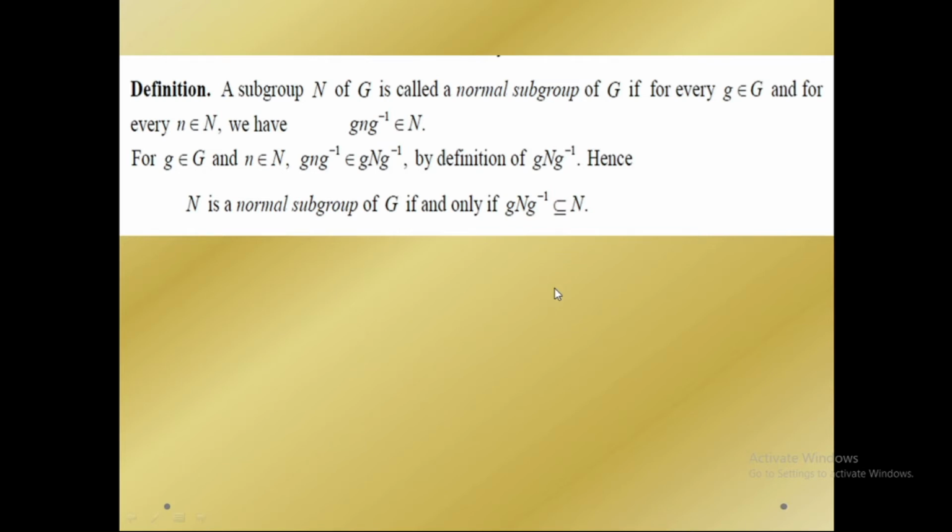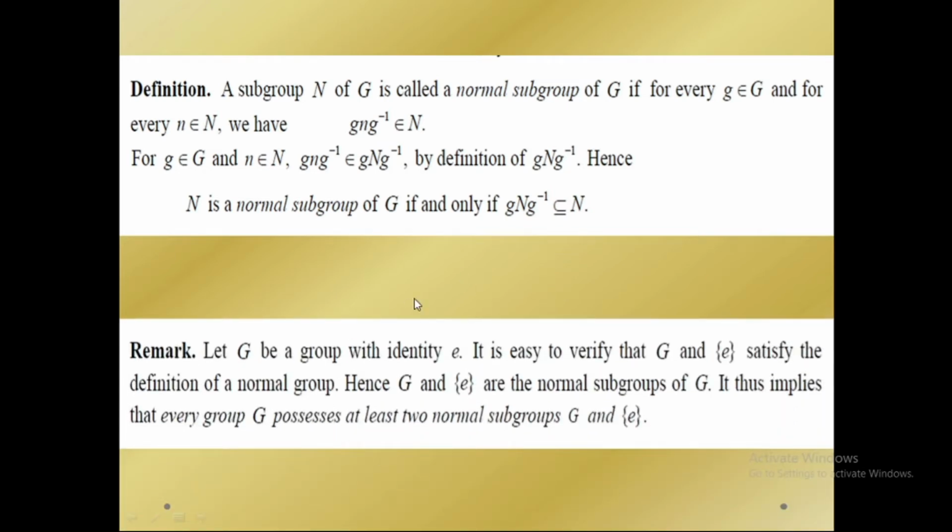Now, let G be a group with identity e. It is easy to verify that G and the singleton {e} satisfy the definition of normal subgroup. Hence, G and the singleton identity are normal subgroups of G. It does imply that every group G possesses at least two normal subgroups, G and the singleton identity.